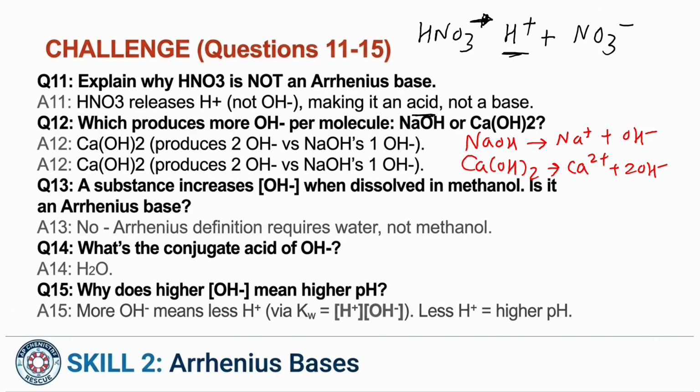A substance increases OH minus when dissolved in methanol. Is it an Arrhenius base? No, it requires water, not methanol. What is the conjugate acid of OH minus? Again, this is for you if you are revising the unit. If not, then don't do it now. OH minus is a base. When it gains a proton, it changes into H2O. Why does higher OH minus mean higher pH? Because when OH minus increases, this means there is less H plus, and this causes the pH to increase for sure.